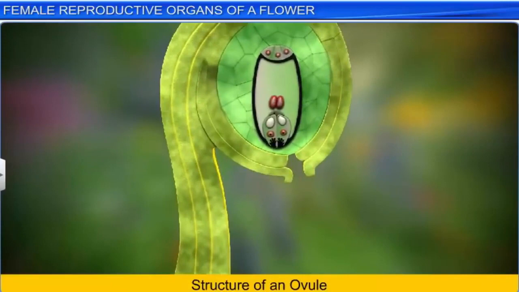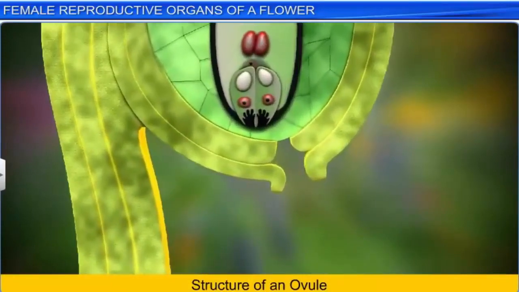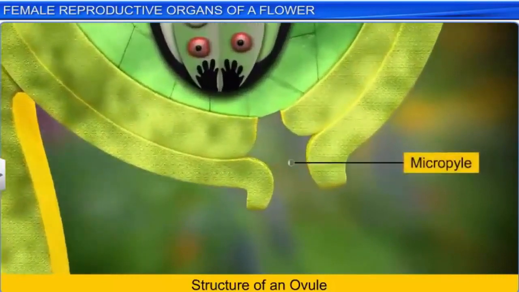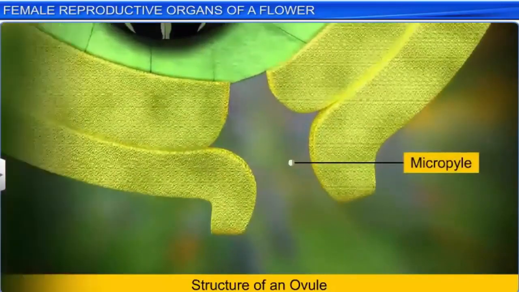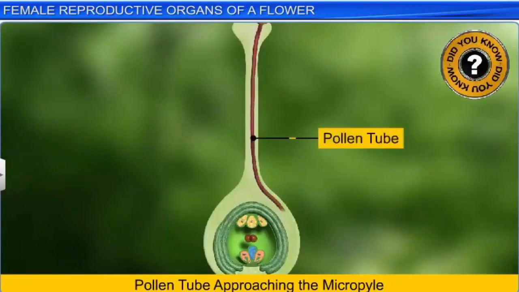The integuments cover the entire ovule except at the apex, where they form a narrow opening called the micropyle. Did you know that the micropylar end acts as an entry point for the pollen tube during the process of fertilization?